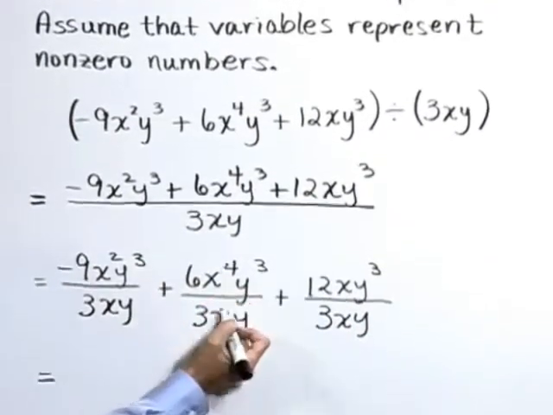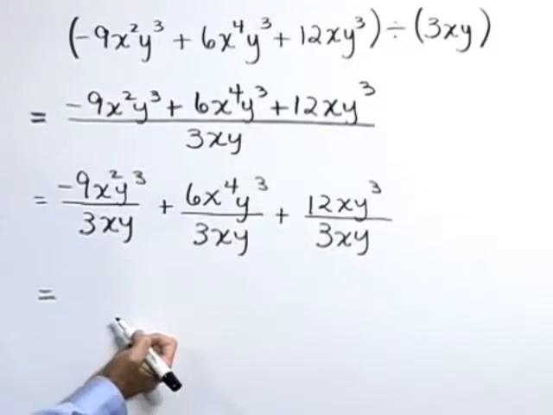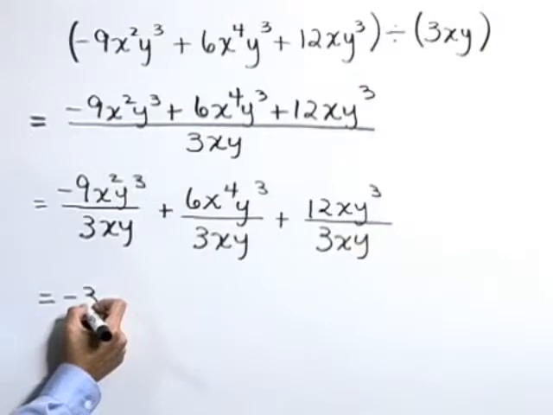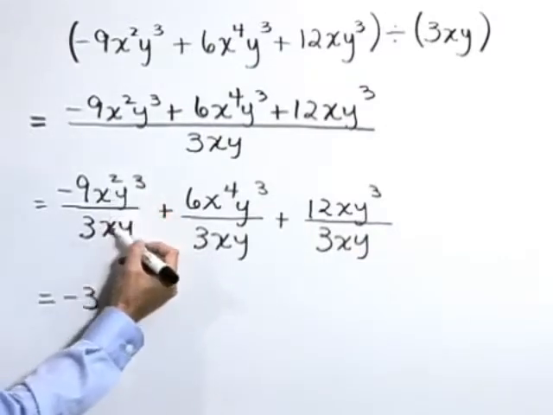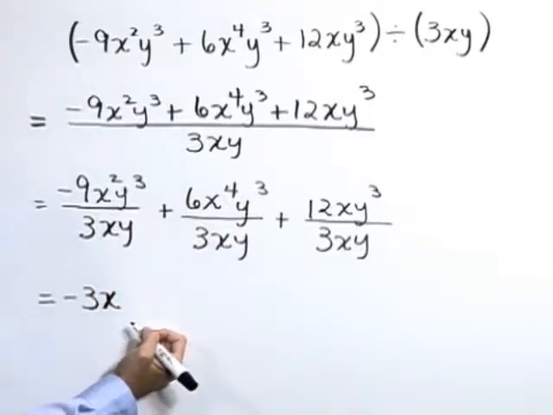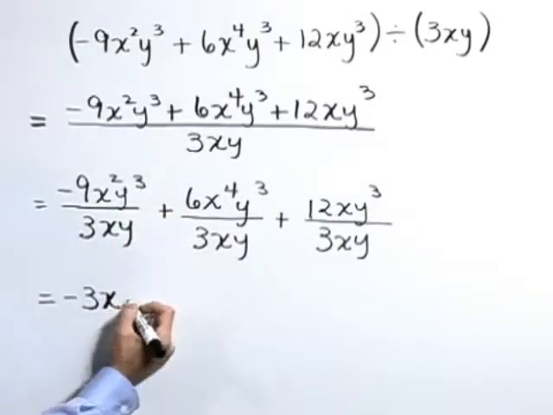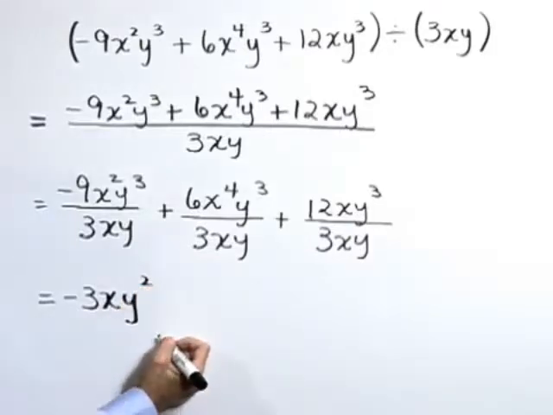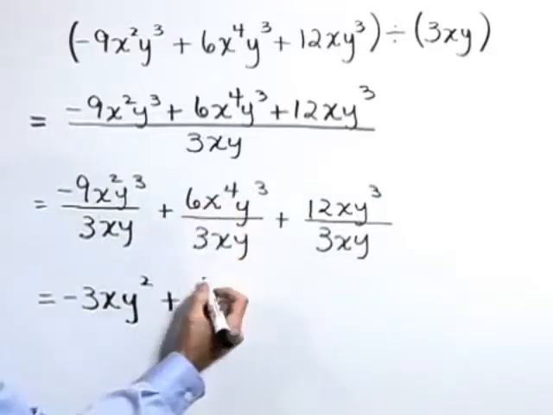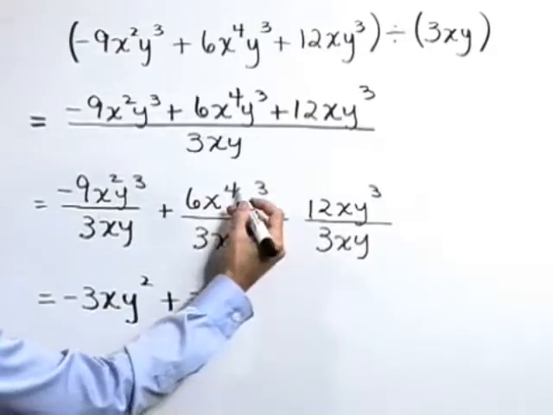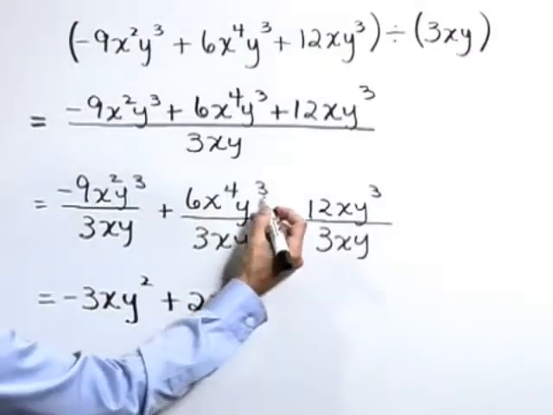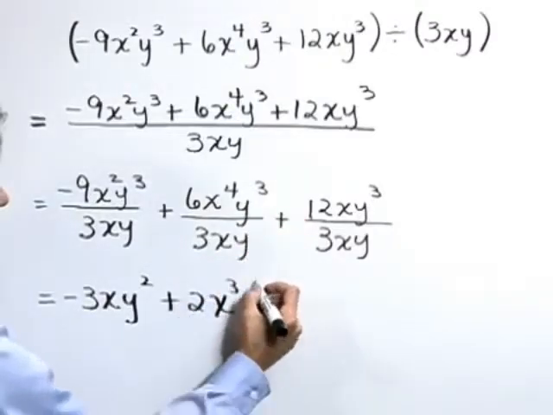So let's perform the division for each of these terms. Negative 9 divided by 3 gives a negative 3. X squared divided by x, if we cancel out one factor of x, leaves x. And y to the third over y to the first is y squared. Plus, for our middle term, 6 divided by 3 is 2. X to the fourth divided by x is x to the third. And y to the third divided by y is y squared.